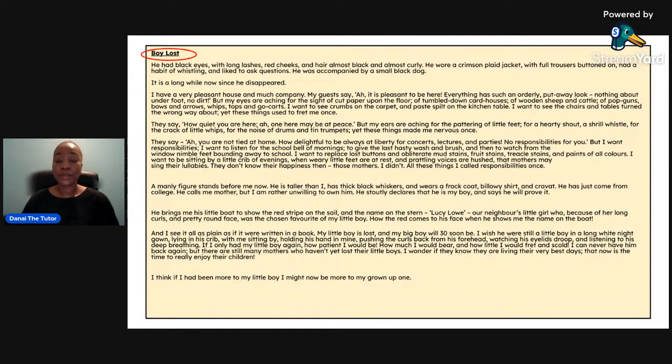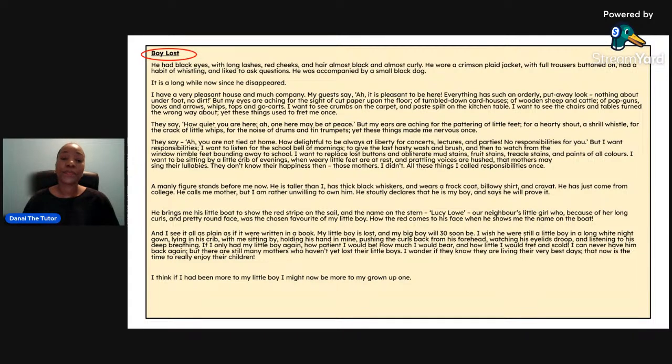I wish he was still a little boy in a long white nightgown, lying in his crib, with me sitting by, holding his hand in mine, pushing the curls back from his forehead, watching his eyelids droop, and listening to his deep breathing. If only I had my little boy again, how patient I would be, how much I would bear, and how little I would fret and scold. I can never have him back again, but there are still many mothers who haven't yet lost their little boys. I wonder if they know they are living in their very best days, that now is the time to really enjoy their children. I think if I had been more to my little boy, I might now be more to my grown up one.